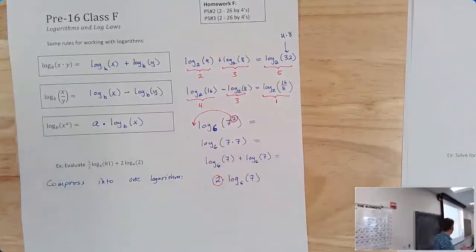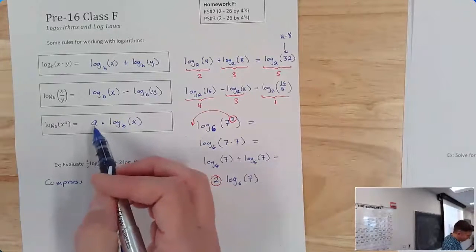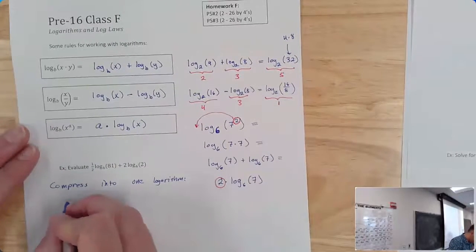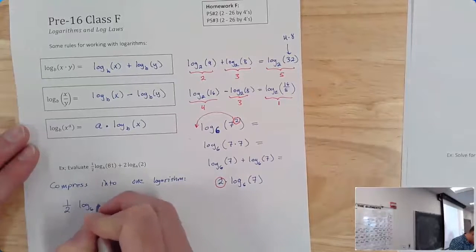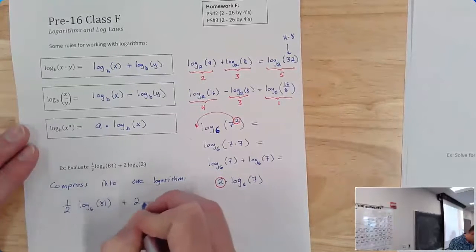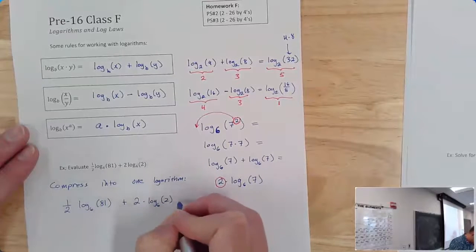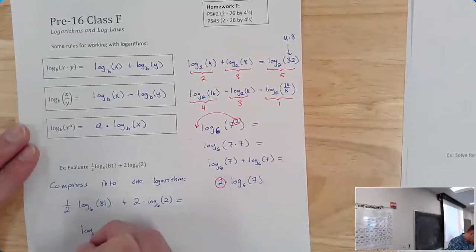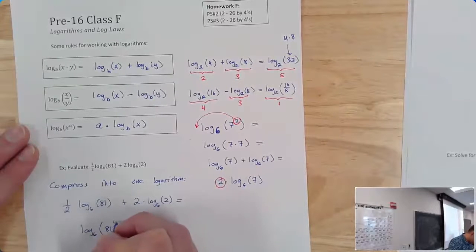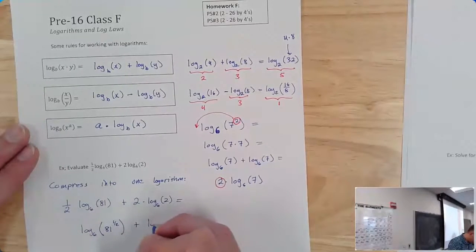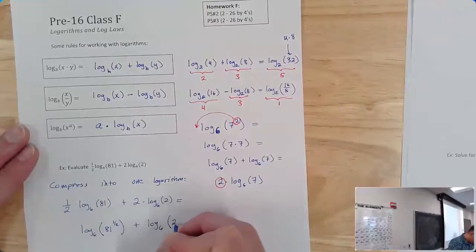If you're ever trying to put multiple logarithms together into one logarithm, they first all need to have the same coefficient. Specifically, you really want them to have a 1 out in front. So I don't want that 1/2. I don't want that 2. I'm going to do the reverse of this rule and bring them back up as powers. So I'm going to rewrite 1/2 log base 6 of 81 plus 2 log base 6 of 2 as log base 6 of 81 to the 1/2 power plus log base 6 of 2 squared.